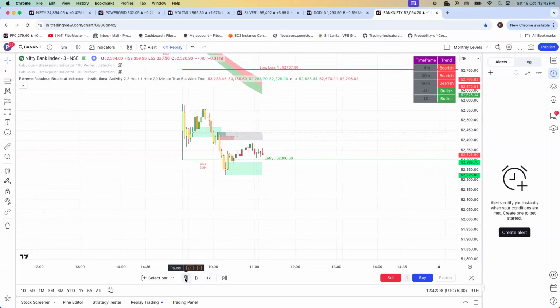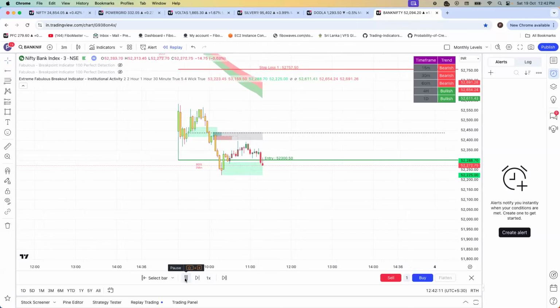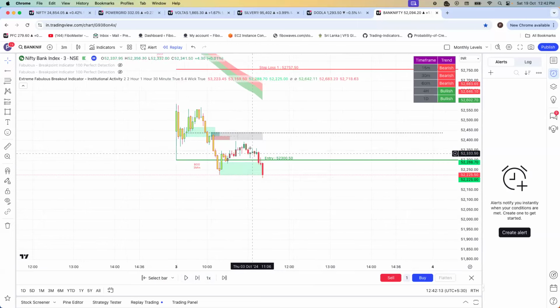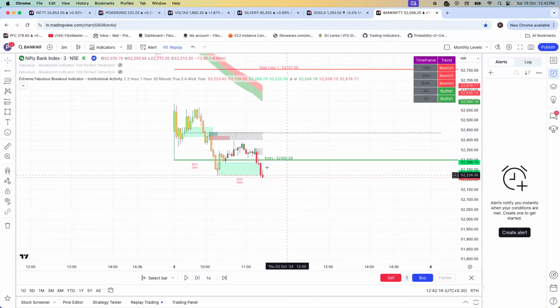When it forms another one, it'll create another order block. See, we got another order block here. 1, 2, 3, 4, 5. Fifth candle, I'm getting my order block. Fifth candle formed.